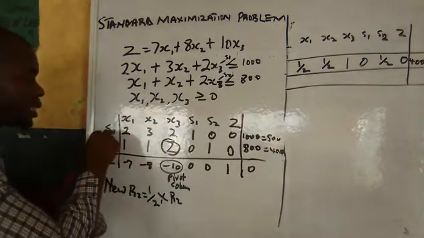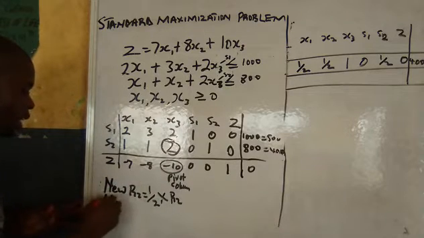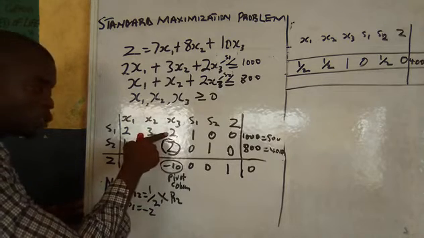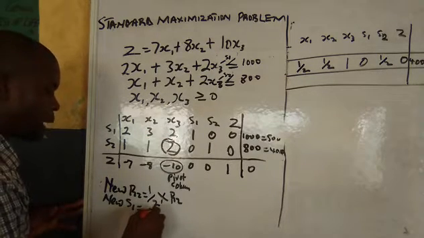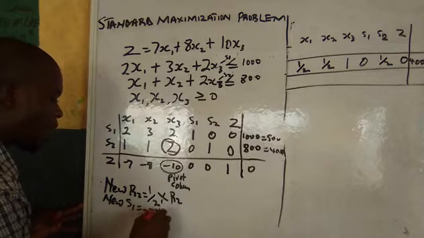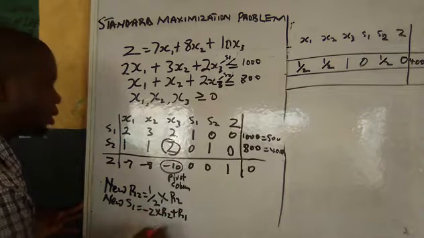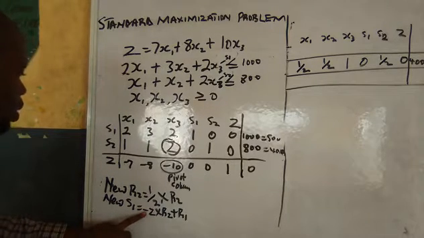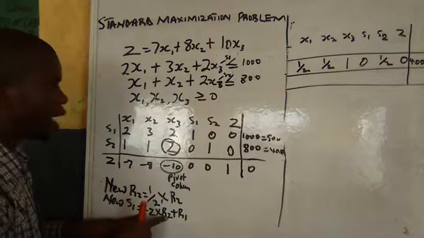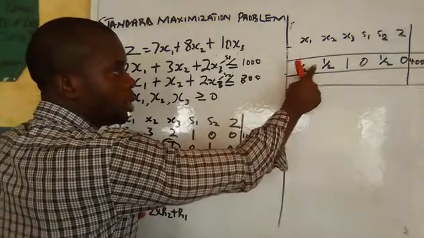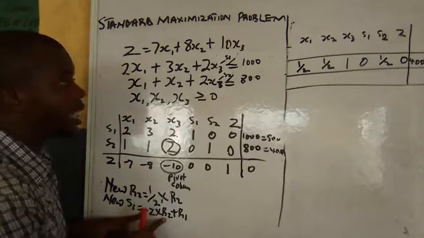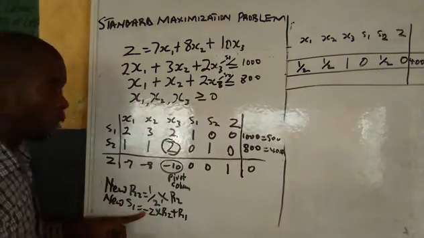To form this new S1, we are going to have new S1 equals minus 2 times R2 plus R1, because we are using minus 2 to convert this one to 0. Now let's start the operation. Minus 2 times R2. The R2 I'm using now is the new R2. So I'll be saying minus 2 times 1 over 2, which is going to give me minus 1.